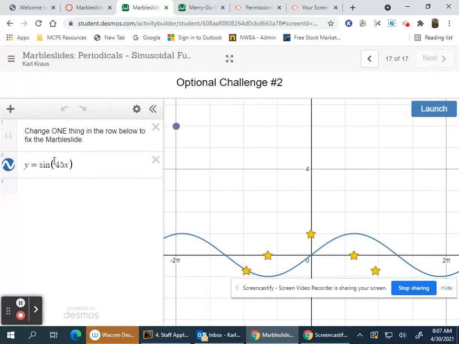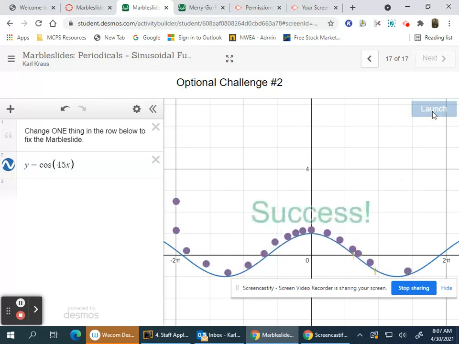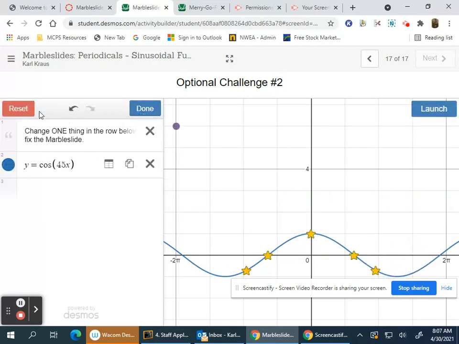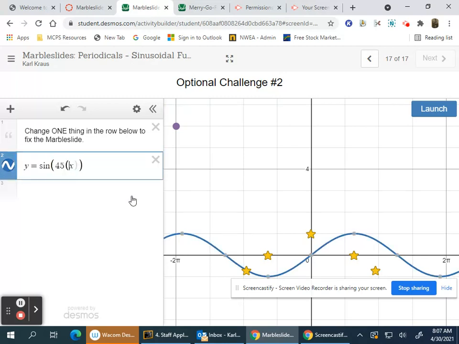And then this one, this is a little bit of difference here. Let's make this cosine. Then that works. Or if I reset this, the cosine curve is just the sine curve offset by 90 degrees. And since this is in radians, 90 degrees would be pi over 2. So I want to go to the left, pi over 2.